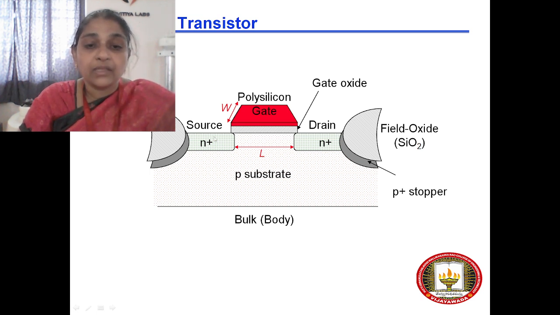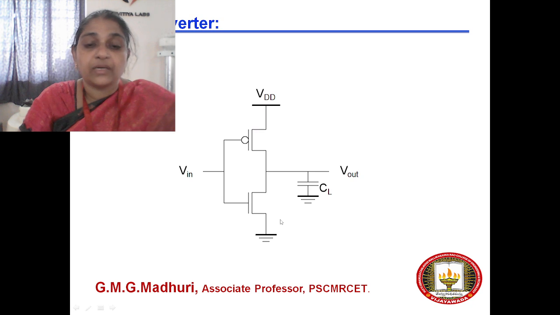Along with these three terminals, you have one more terminal, that is the substrate, also called the bulk or the body. Now, if we come to the CMOS inverter circuit diagram, you can see the logic diagram or circuit diagram of the CMOS inverter.